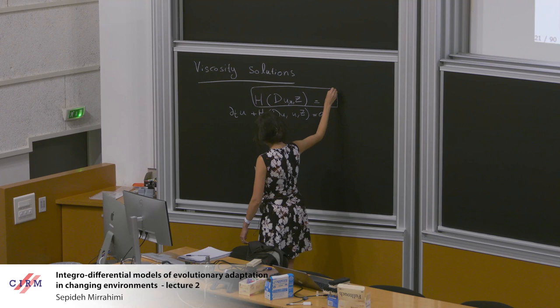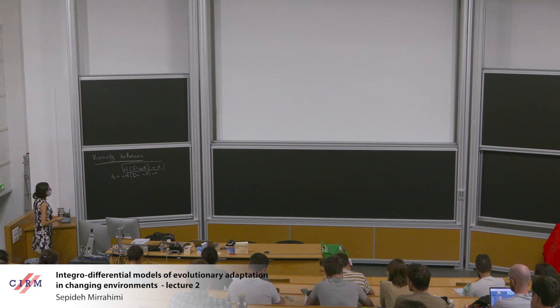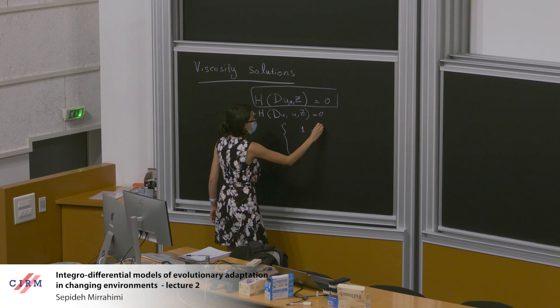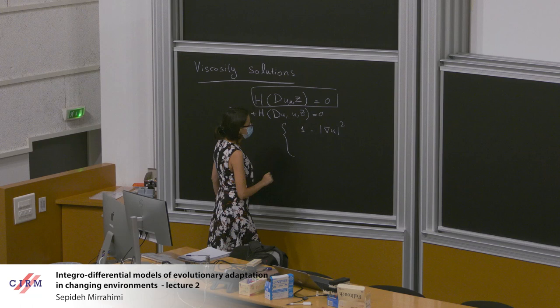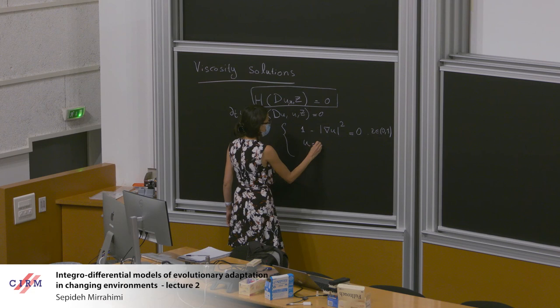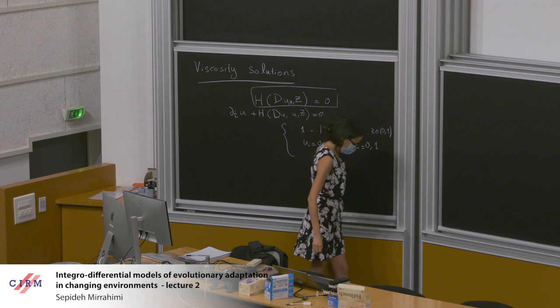And okay, so let's consider a very simple Hamilton-Jacobi equation, for instance, which is 1 minus gradient of u squared is equal to 0. And this is for z between 0 and 1. And that u is equal to 0 for z equal to 0 or 1. OK?